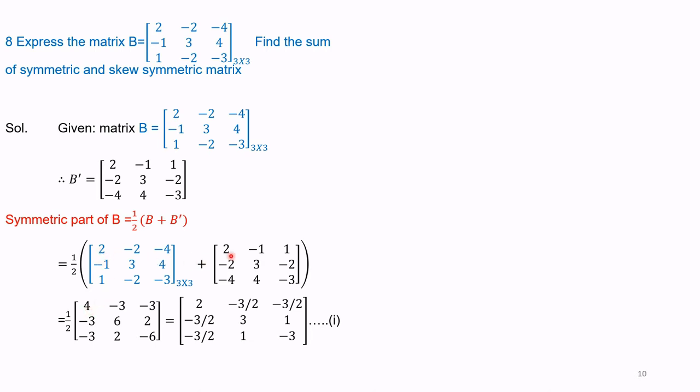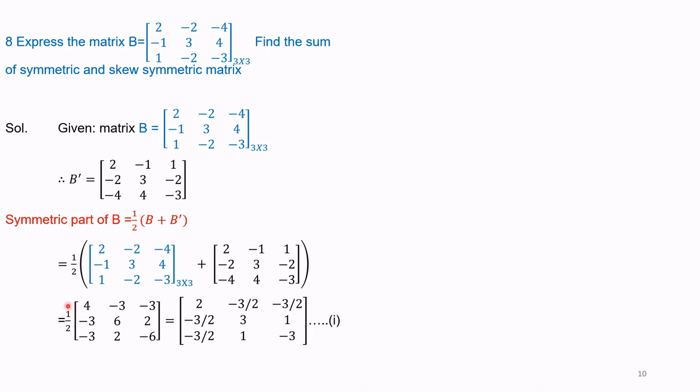Therefore, half of this sum: 2 plus 2 is 4. Minus 2 minus 1 is minus 3. Minus 4 plus 1 is minus 3. Minus 1 minus 2 is minus 3. 3 plus 3 is 6. 4 minus 2 is 2. 1 minus 4 is minus 3. Minus 2 plus 4 is 2. Minus 3 plus minus 3 is minus 6.